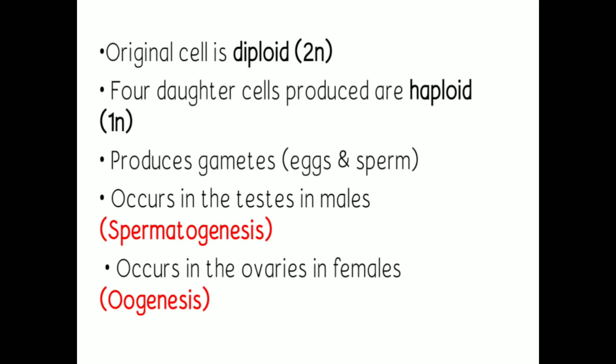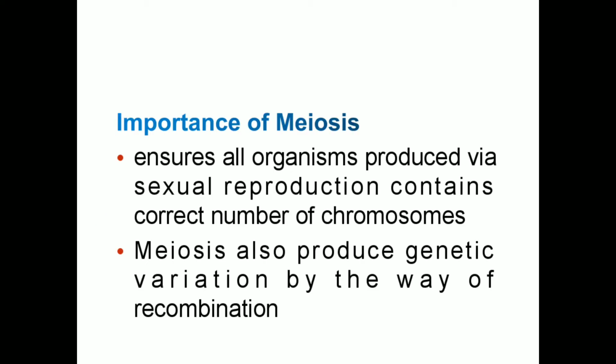It occurs in the testes in males for the production of sperm cells, or what we call spermatogenesis, and in the ovaries of females for the production of ovum or egg, or what we call oogenesis. Okay, the importance of meiosis is that it ensures all organisms produced via sexual reproduction contain the correct number of chromosomes. And lastly, meiosis produces genetic variation by way of recombination.